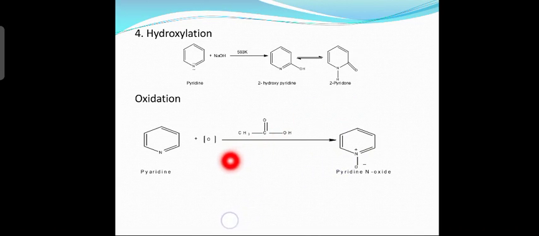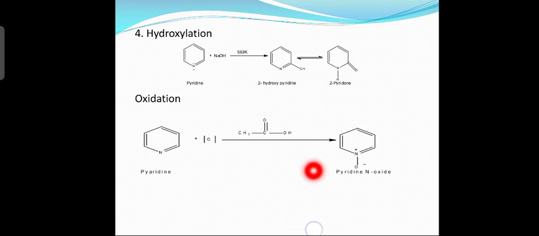Next is oxidation. Pyridine undergoes oxidation with peracids like perbenzoic acid. This should be C6H5CO3H. There is a mistake over here, it is not acetic acid. It should be C6H5CO2OH, that is, CO3H. So that is perbenzoic acid.